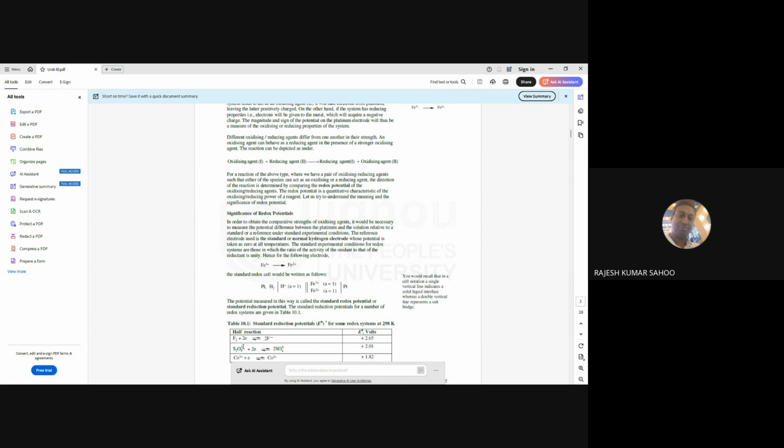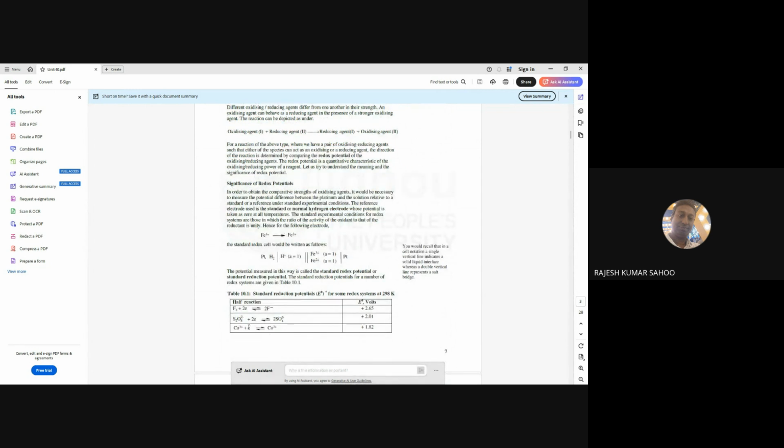Similarly, you can see fluorine to fluoride ion, plus 2.65. Then H2O2 to SO4 2-, it is plus 2.01. These are the potentials called redox potentials, calculated based on the hydrogen potential, which is called the standard electrode, the reference, or you can say the normal hydrogen electrode. Its value is 0. So if you are connecting two electrodes, one is the hydrogen electrode, one is the iron 3+ to iron 2+ electrode, then the difference in potential will provide you what is called the redox potential.